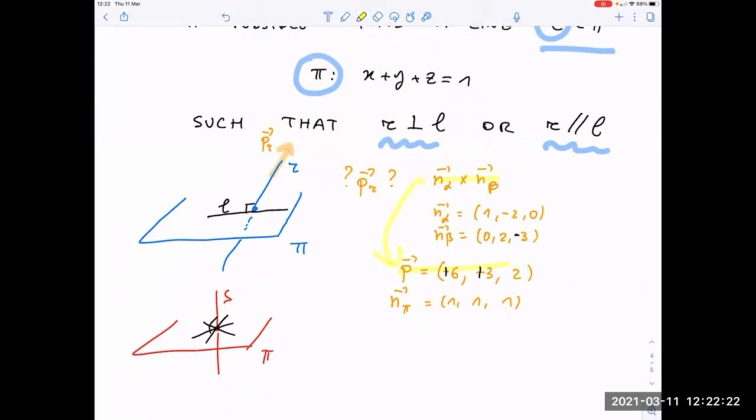Okay, and this allows me to say that we are in this configuration, not this configuration here, and luckily not the configuration of the line parallel to the plane, okay? So not this one, not this one, but the blue one is the one we are looking at. So we are lucky because we are in that situation.